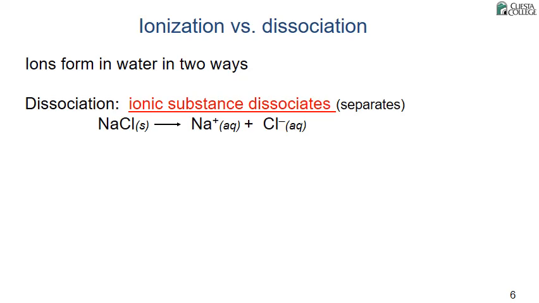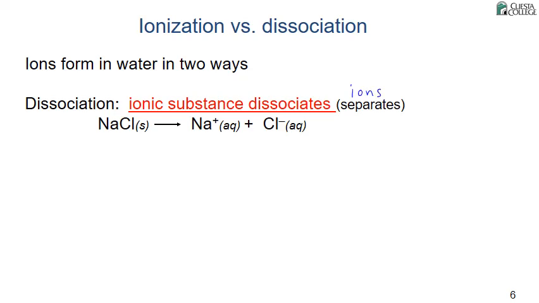There are two ways that ions can form in water. One's called ionization, and one's called dissociation. The end result is the same. You still end up with ions in water, but they're two slightly distinct pathways in order to get there. First of all, dissociation is when an ionic substance dissociates, or the ions separate from one another.